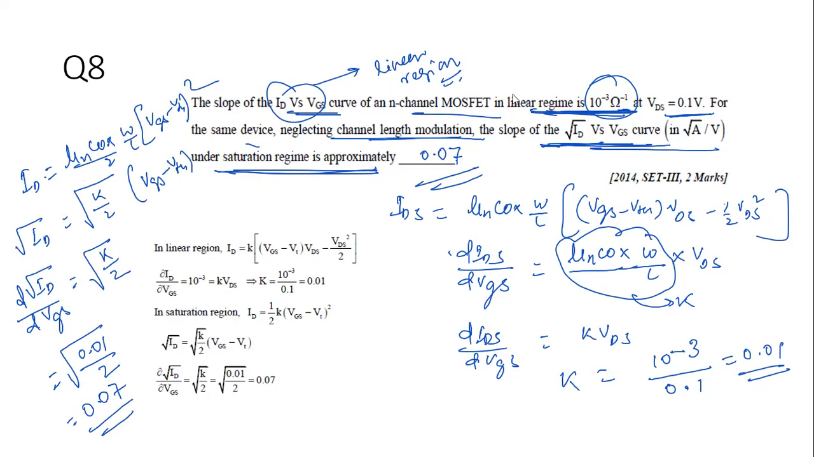Now come to the next question. So the answer is 0.07, which is the right answer. Now come to the next question.